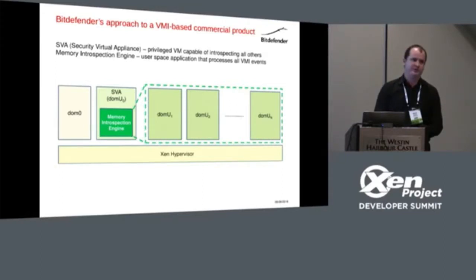The approach Bitdefender uses is with a security virtual appliance, SVA, that is on an equipment, a single VM dedicated to doing introspection, to analyzing all the other VMs. The introspection engine is actually a user space application. It connects to the event channel bus for receiving VM events, and it does its thing.